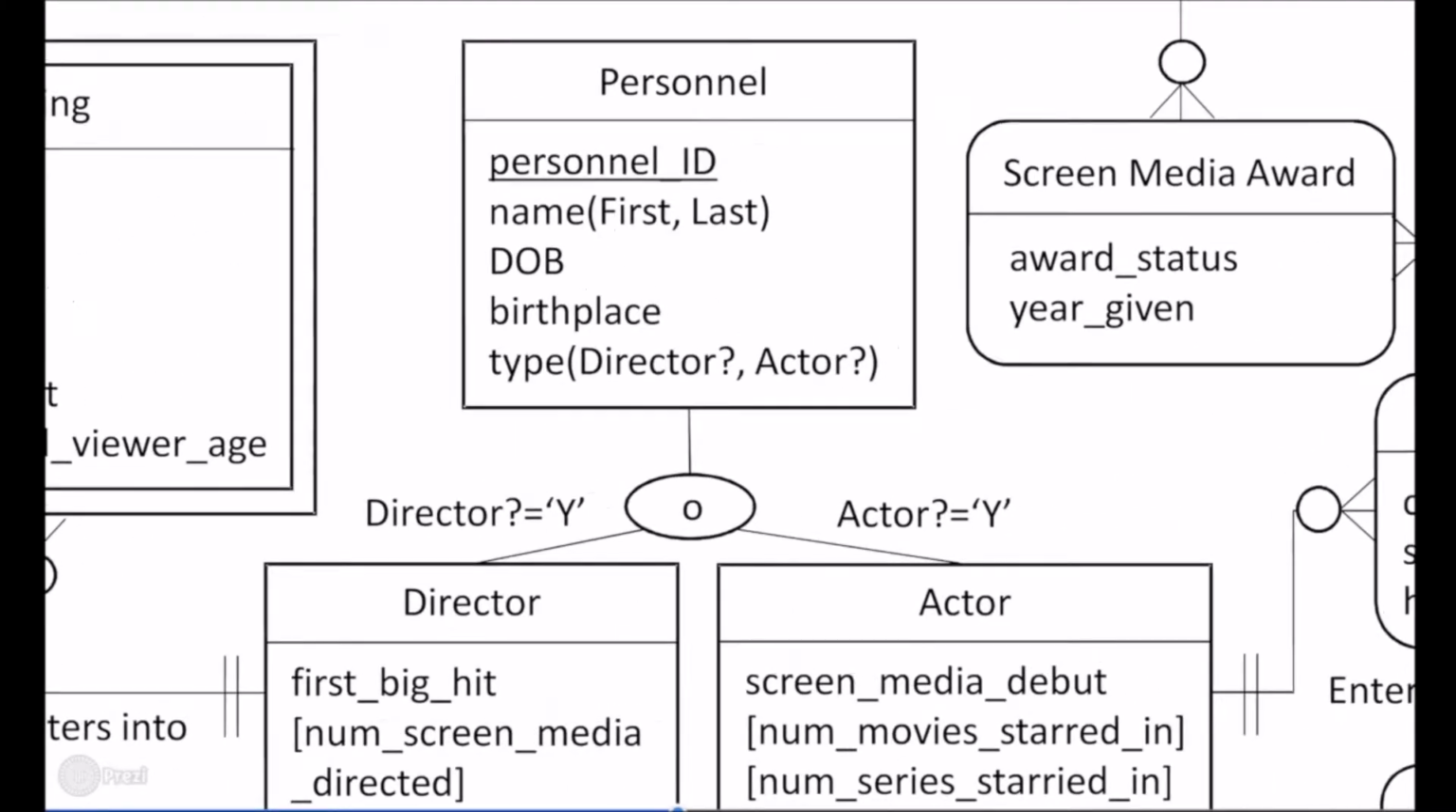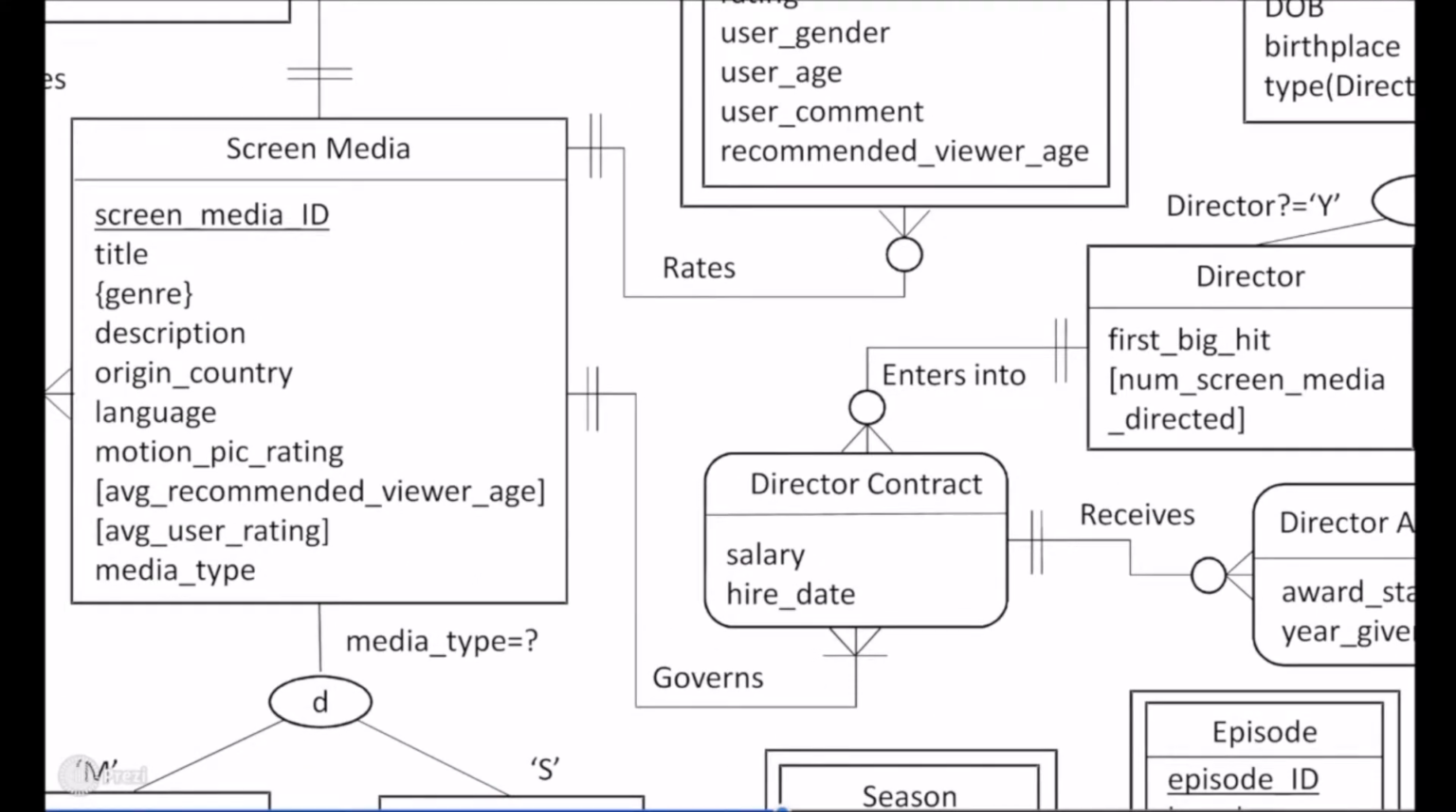Personnel can be either an actor, a director, or both of them. A screen media must have at least one director or more. A director can direct 0 or more screen media, and for each director hired for a screen media, we want to keep a record of the date and salary.